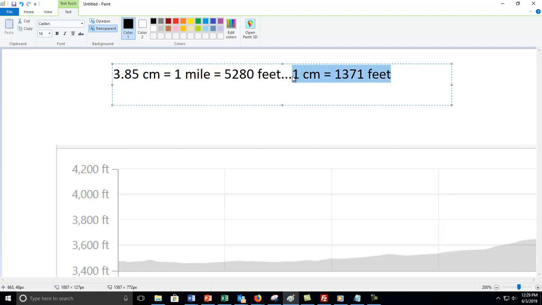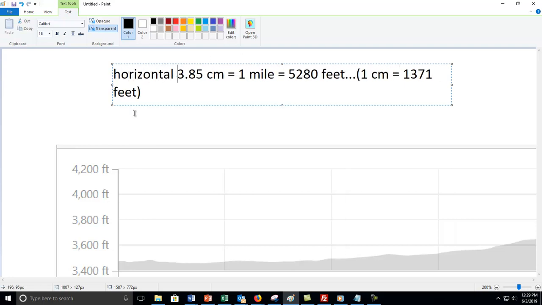Can I highlight that? I don't know if I can in Paint. I'll put it in parentheses. That's going to be the numerator of your exaggeration. So this is the horizontal. Okay, which is gorgeous. I mean, we definitely need that. That's the numerator of your component. Now we got to get the vertical.